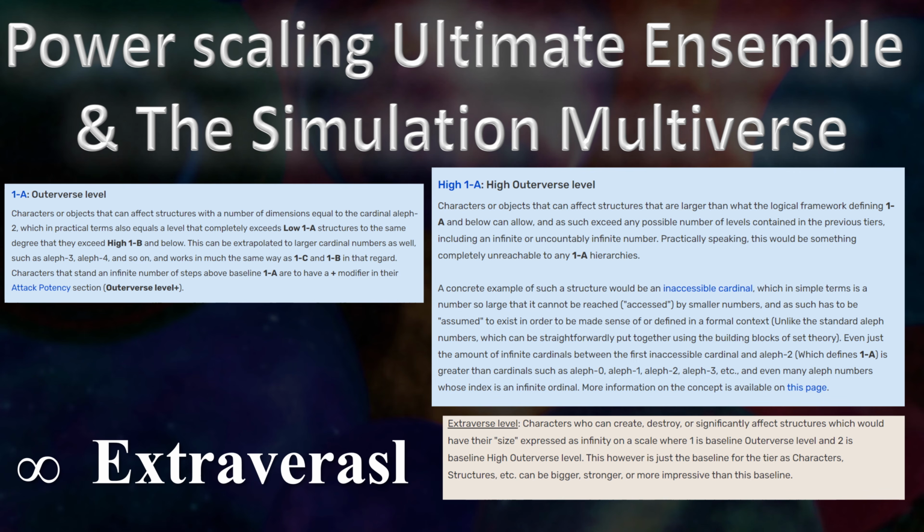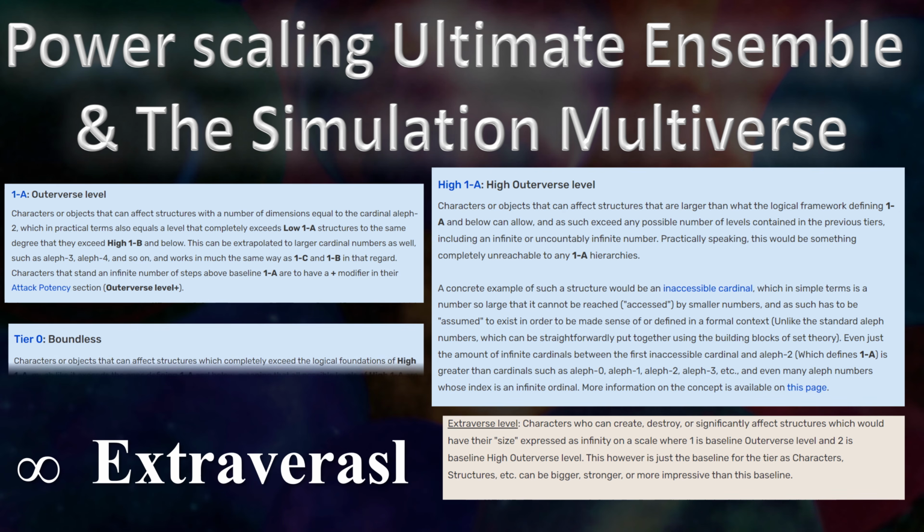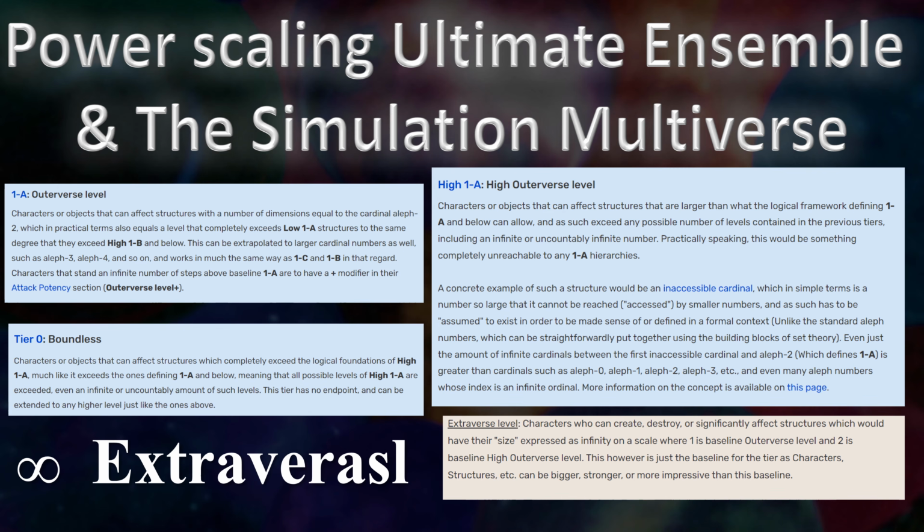And then what we can say is the difference between the alephs and the inaccessible cardinal was the outerversal to high outerversal, and Boundless uses that gap, repeats it again to create the Boundless tier. So whatever the gap is from aleph to an inaccessible cardinal, stack that on top of an inaccessible cardinal and you will get Boundless. So let's mix these two ideas together.